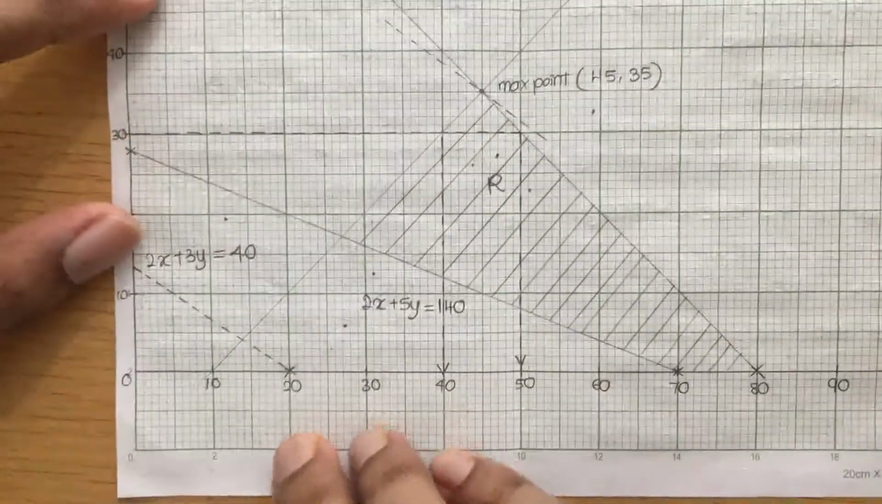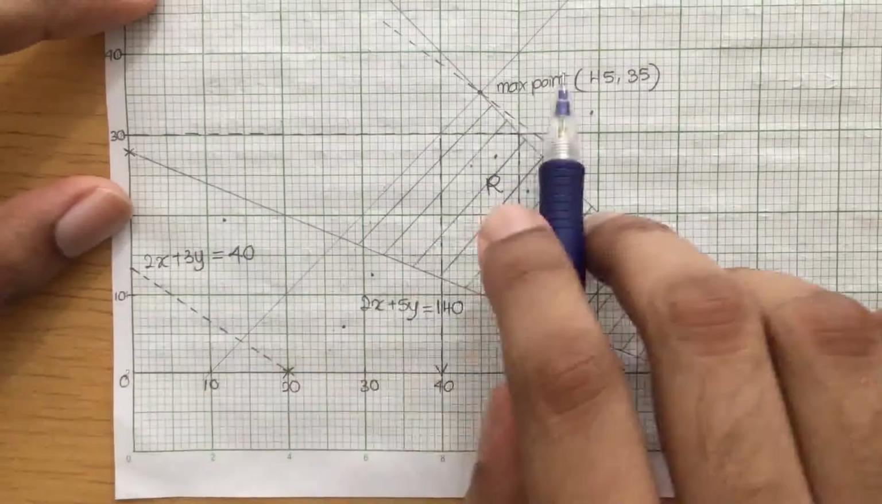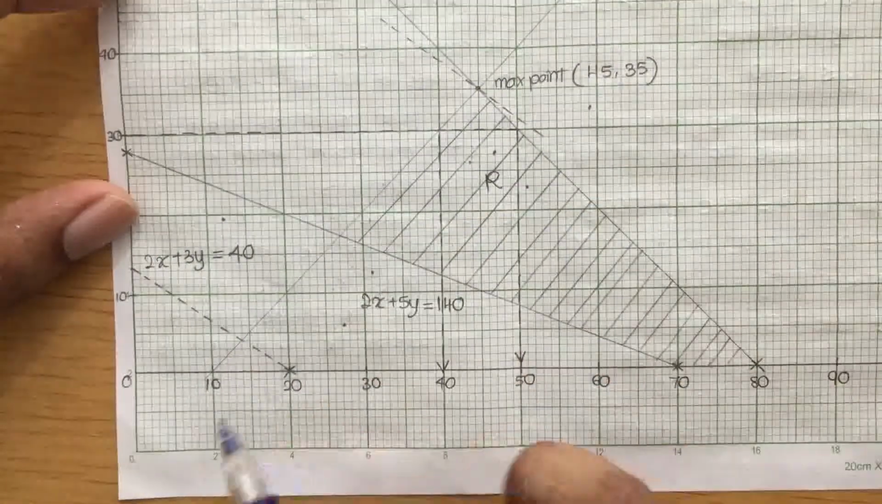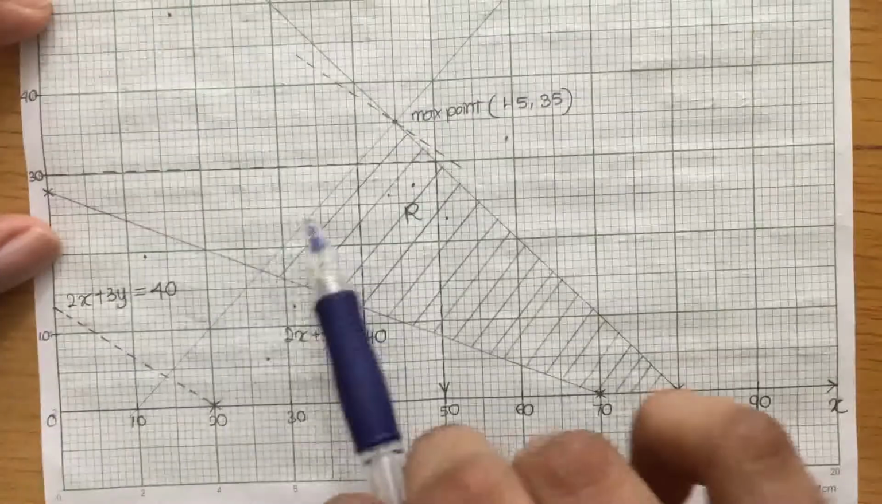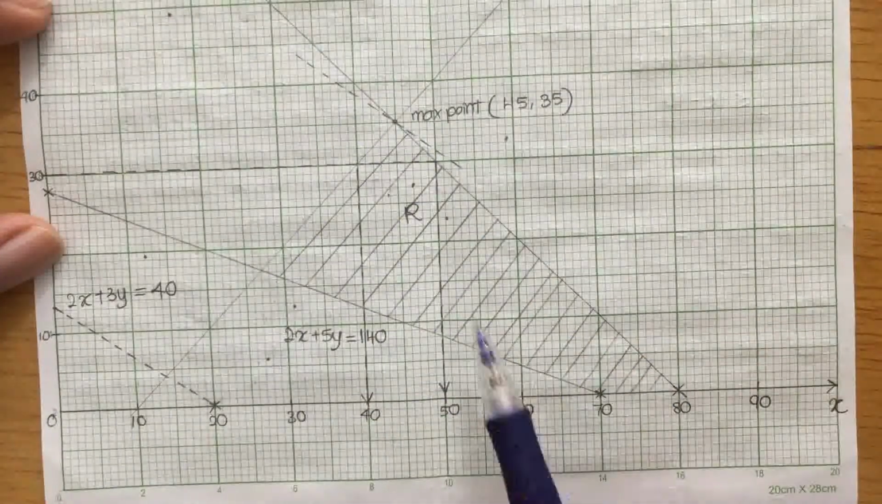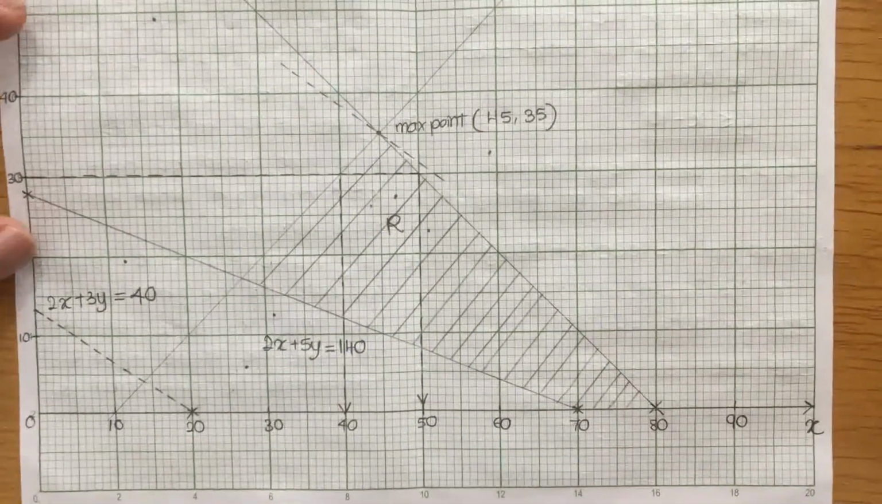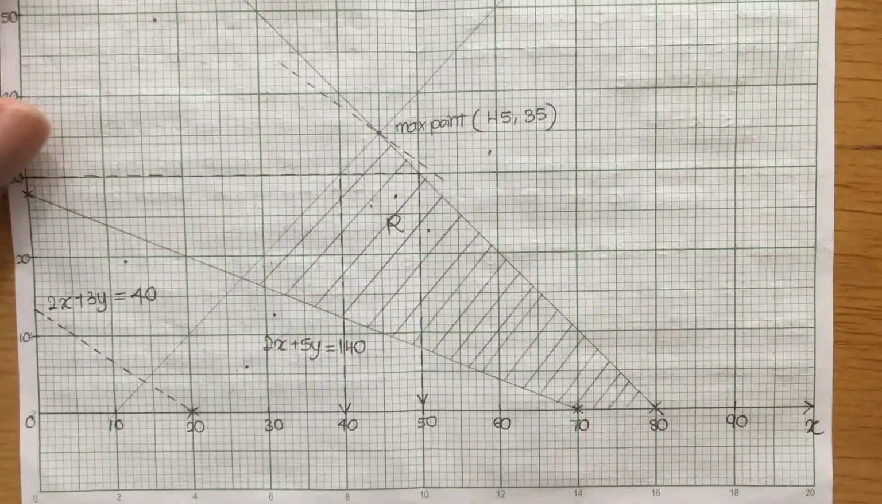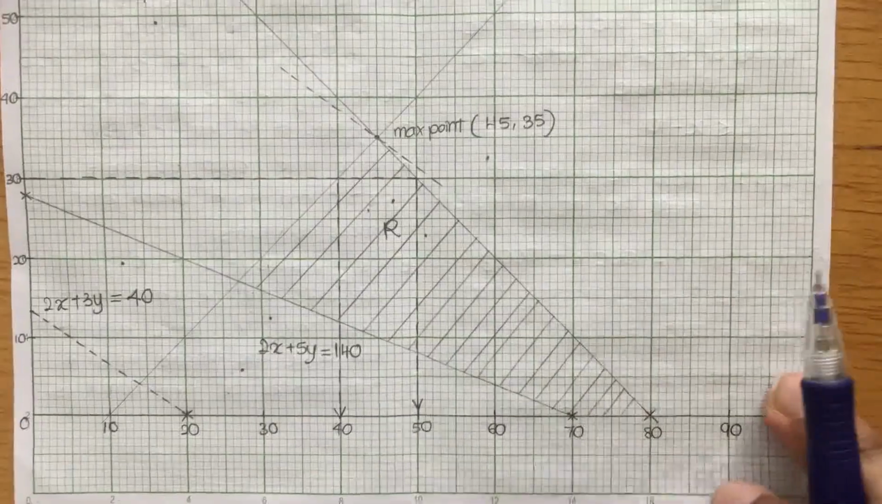Okay, you might be wondering what this 2x plus 3y equals 40, which I wrote over here, and the maximum point are. Please hold on, I'm going to explain it in question part C. So for question part B, if you can form this shaded region and then form the polygon R, well done guys, you've already got most of the marks from here itself. Okay, let us proceed to question part C now.